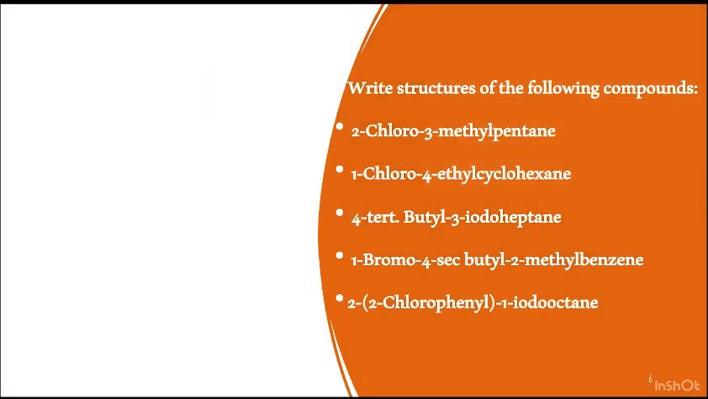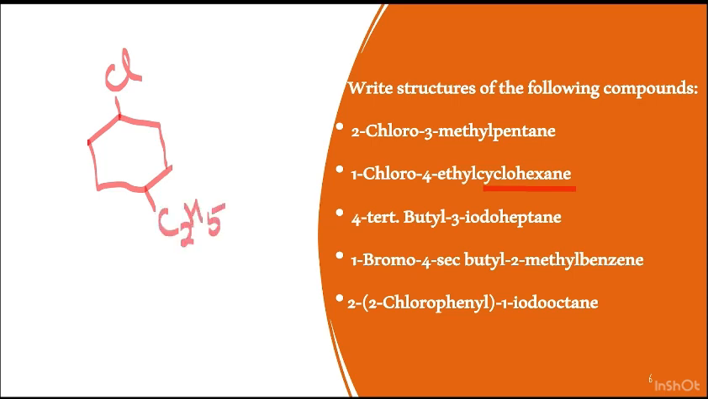The second is 1-chloro-4-ethylcyclohexane. So cyclohexane is this. Don't get confused between this and benzene. Start numbering from any carbon. Suppose I number from here. This is 1-chloro, and then clockwise or anti-clockwise, come anyhow. On the fourth carbon it becomes 4-ethyl. So this is the structure for the second compound.